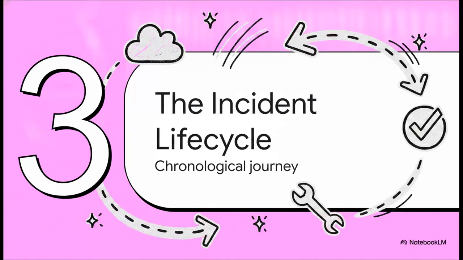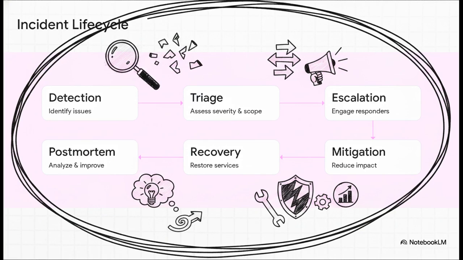All right, Section 3, the incident lifecycle. Let's look at the chronological journey of how an incident actually unfolds. Like we said, a structured process is our absolute best defense against operational chaos. This continuous lifecycle flows through 5 major phases. We've got detection, triage and escalation, mitigation, recovery, and finally, the post-mortem and learning phase. And remember, these aren't just isolated one-off events. They form a continuous, evolving feedback loop.